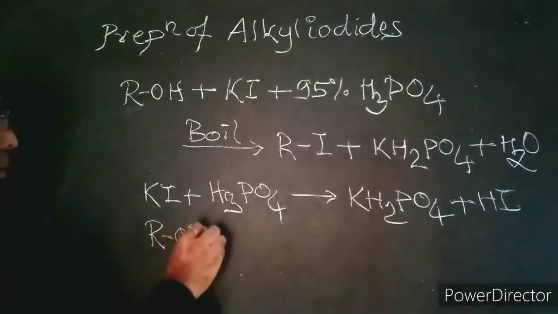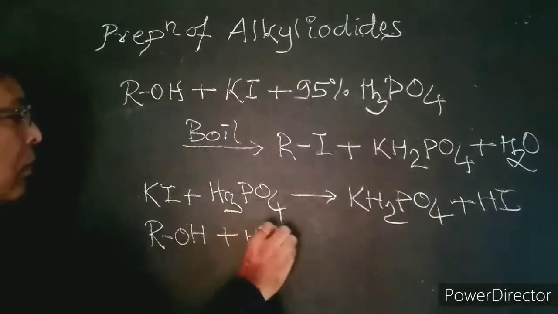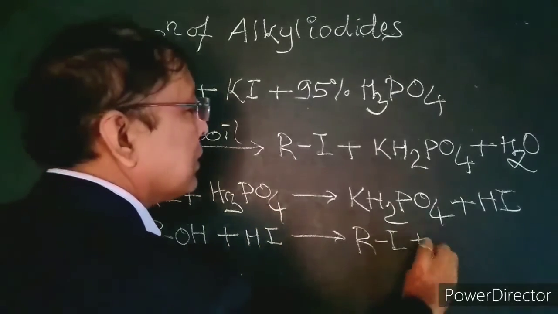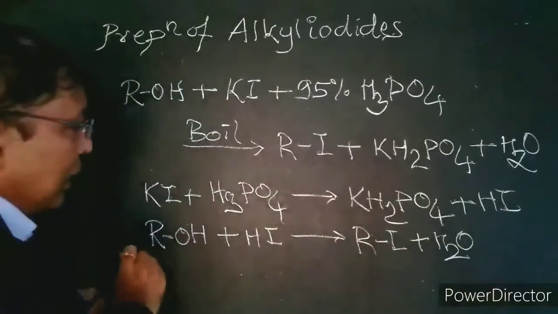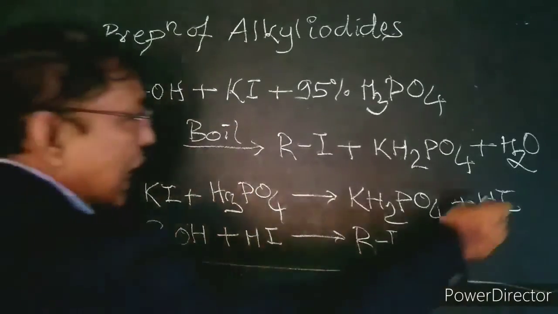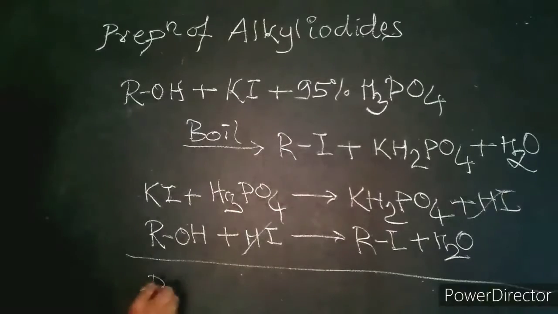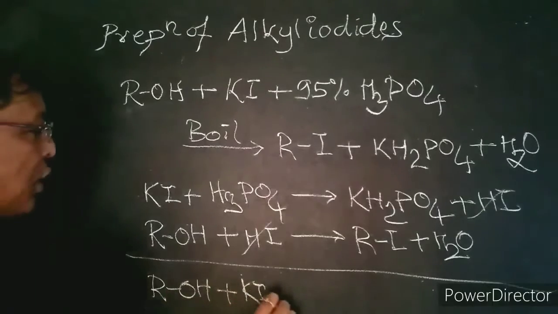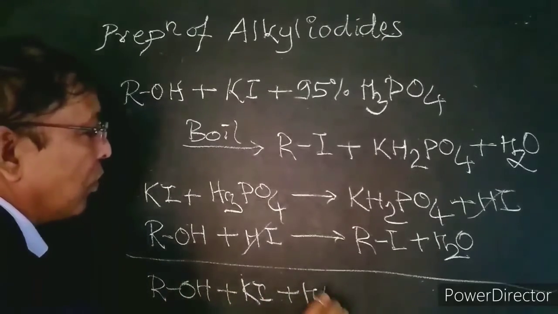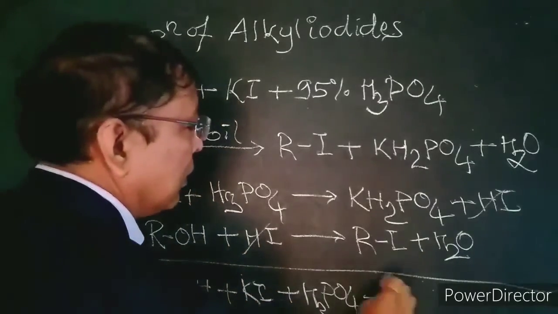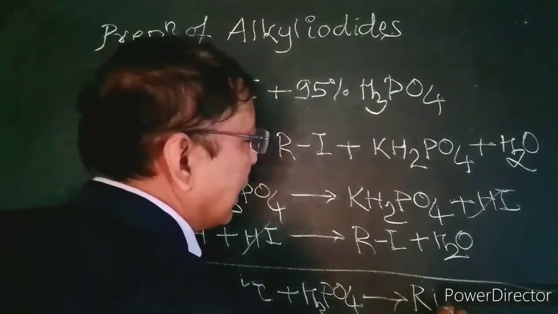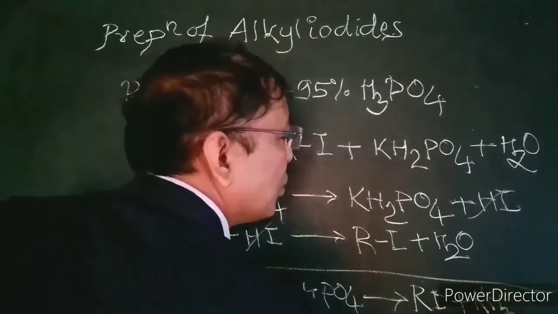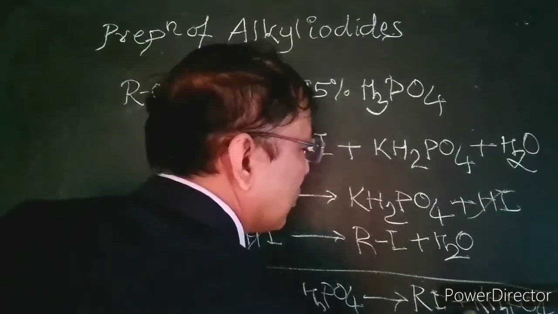In the second step, here we get alkyl iodide plus water. The overall reaction: hydrogen iodide gets cancelled. We get ROH plus potassium iodide and H3PO4, giving alkyl iodide plus KH2PO4 plus water.